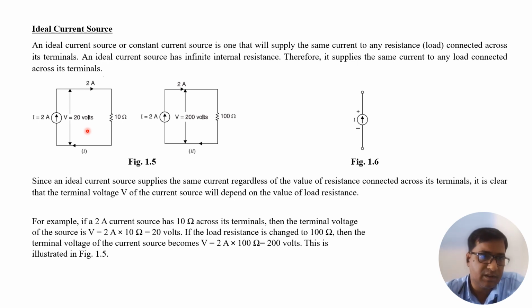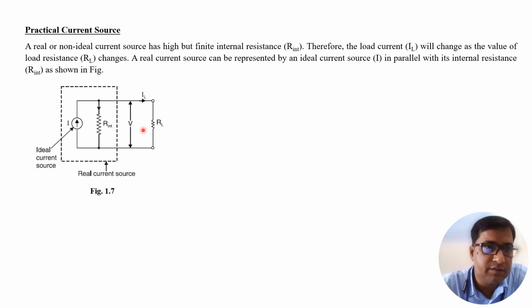As we have discussed earlier, if we use a 100 ohm resistance, the voltage will be 200. If you use a 10 ohm resistance, the voltage across the terminal will be 20 volt. But the current flowing through the terminal will be the same. As we have seen for the ideal independent current source, the value of internal resistance should be infinite, so that no current can leak or pass through this path. The total current should flow from this to the load.